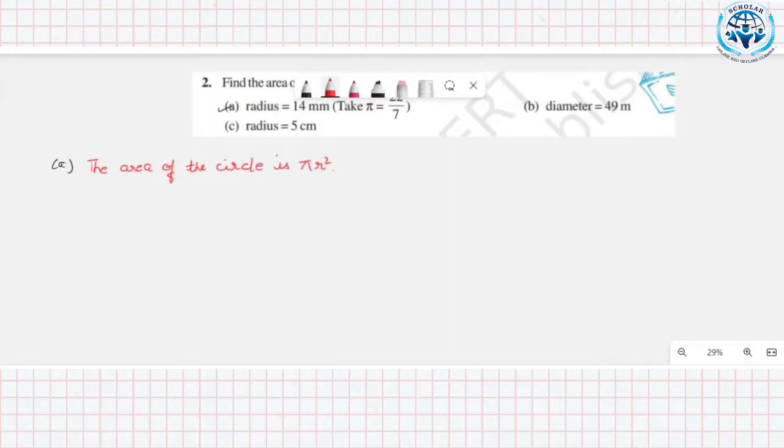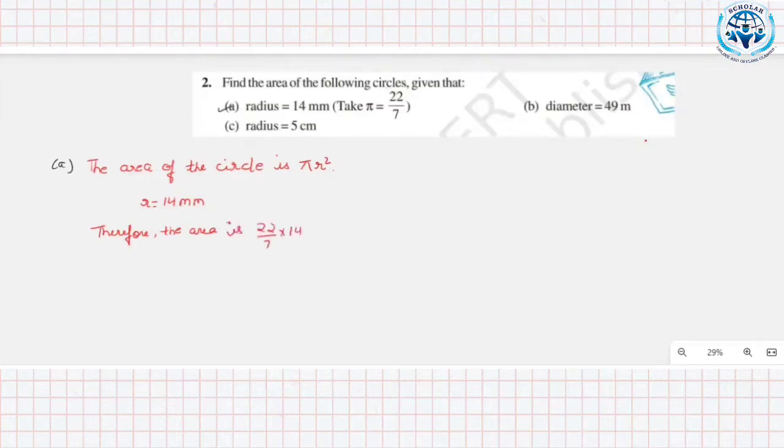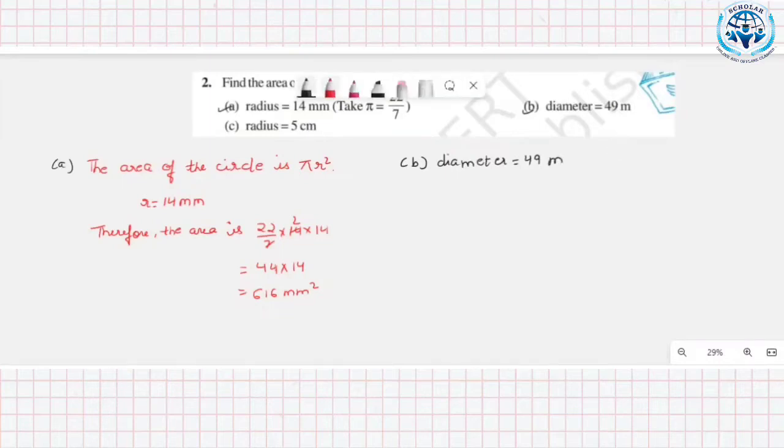Now in this question we have to find out the area. The area of the circle is pi r square. The formula is given. We will put the values in the formula. R is given 14 millimeter. Therefore, the area is 22 by 7 into 14 into 14, which is 616 millimeter square. Remember, the unit of area is always square units.